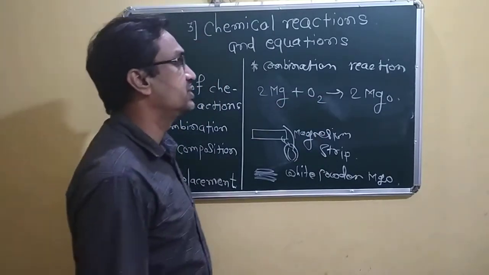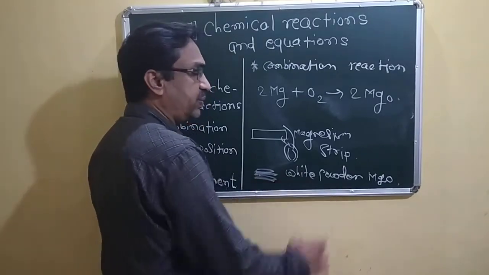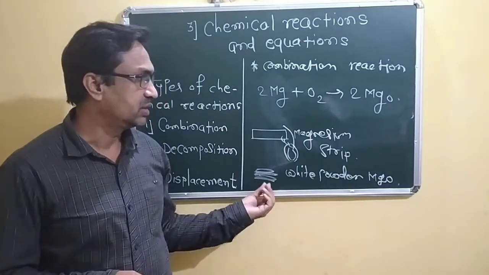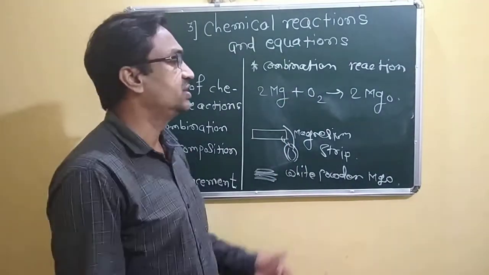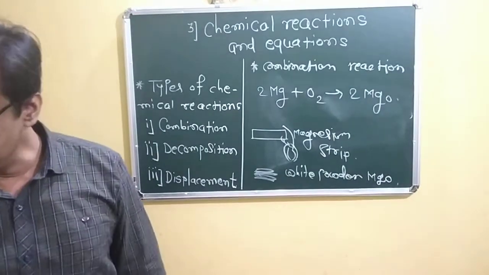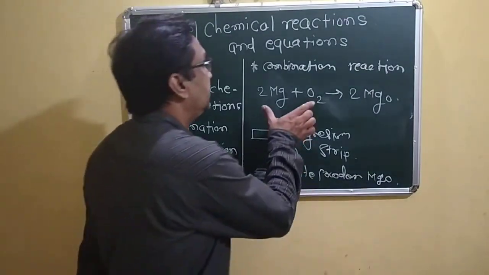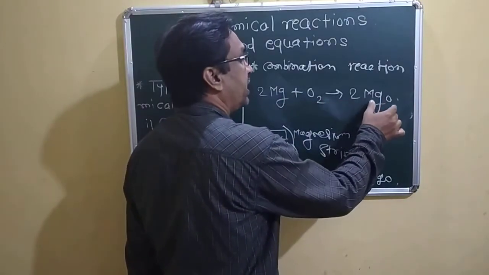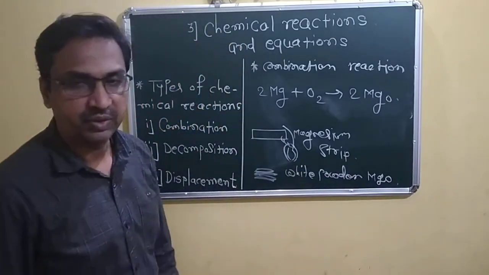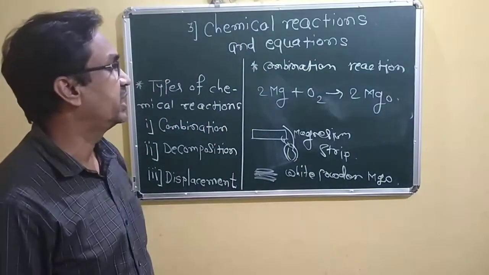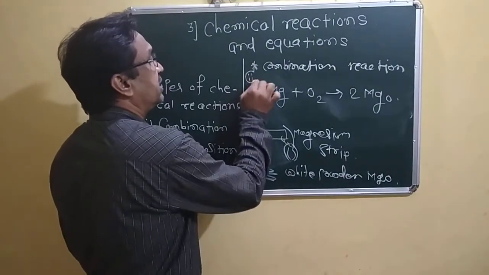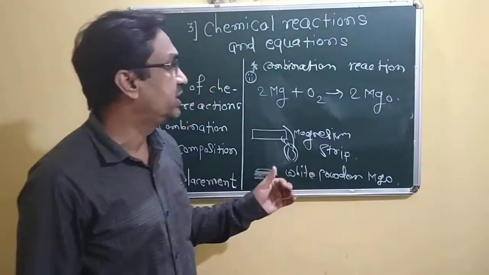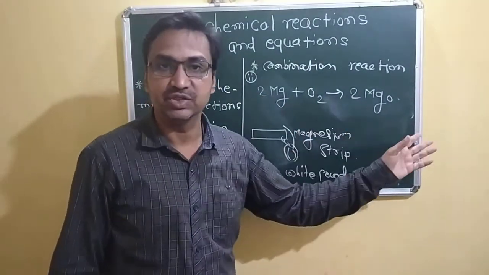After ignition, we find a residue of white powder, which is white in color, and some heat is also released in this reaction. This combination of magnesium and oxygen takes place, and we can form magnesium oxide in the laboratory. This is another example, the second example of a combination reaction. The magnesium strip is ignited in the presence of air to form magnesium oxide.